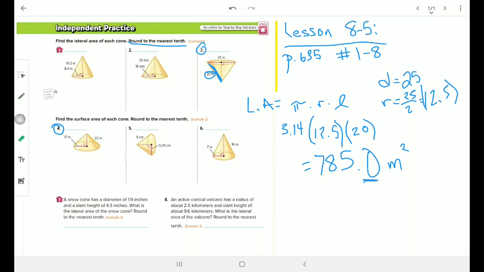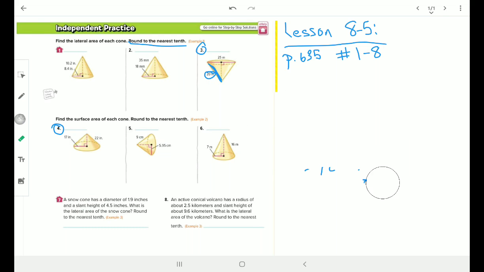With number 4, we're talking about the surface area of the cone. So the same thing with surface area. You're going to find that lateral area now. So surface area is going to be that lateral area, which is pi times the radius times the slant height, plus now we have to include the base, which is pi times the radius squared.